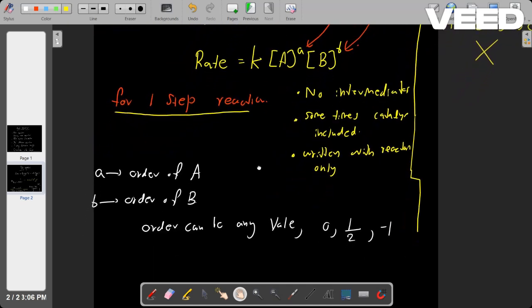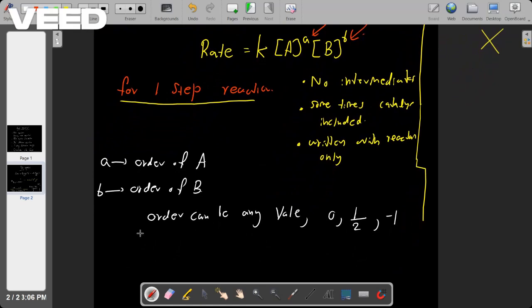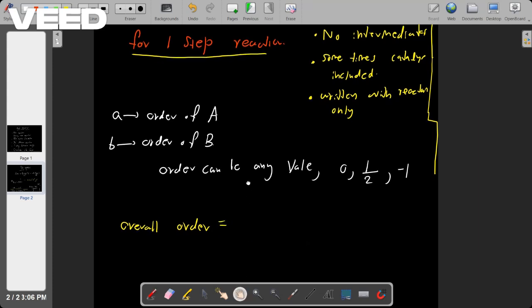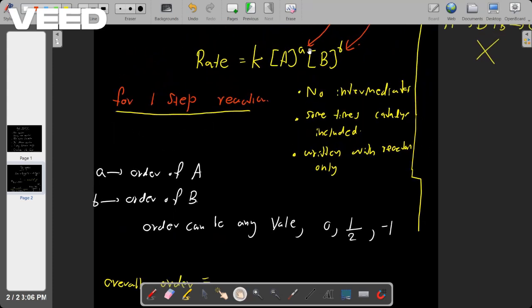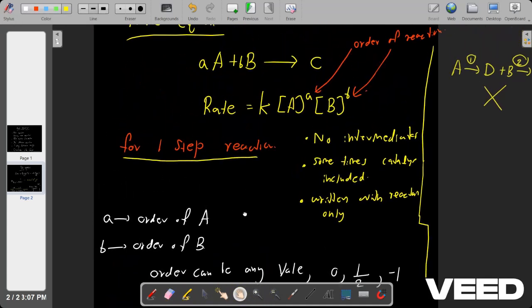Now, if someone asks you about the overall order for this reaction, the overall order is equal to what? The addition of a and b. a plus b is the overall order. Simple as that. Whatever values you got there, put them here.